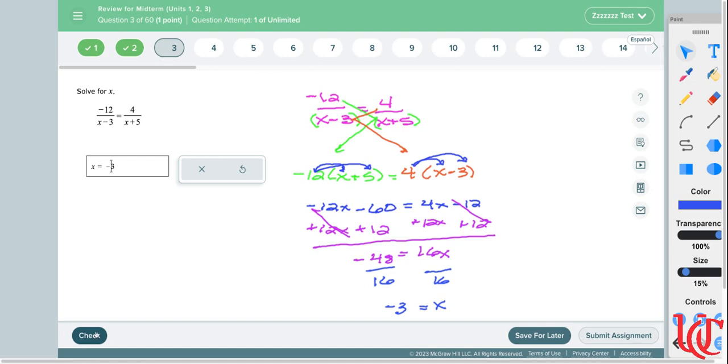Okay, so cross multiplying and then just using all of the information that you know is probably the easiest way to do these.